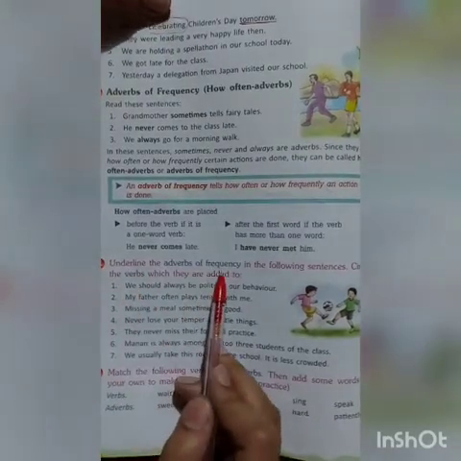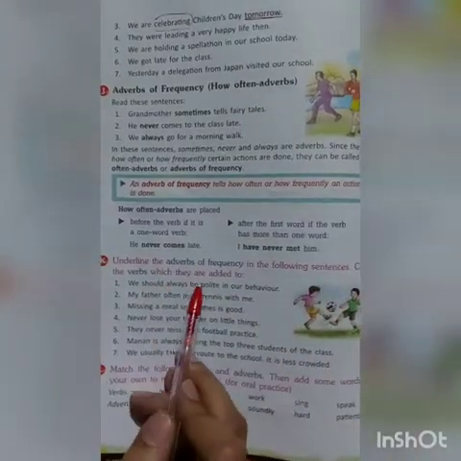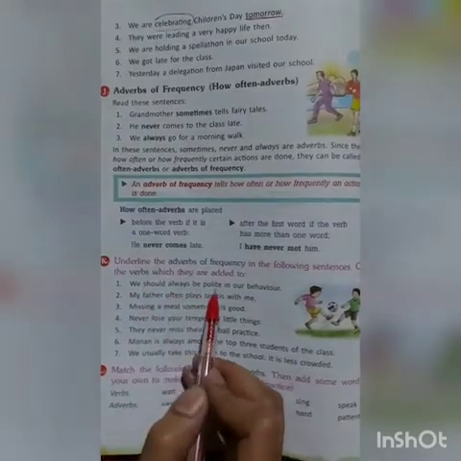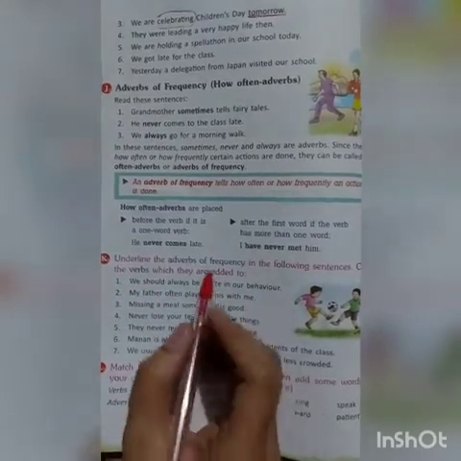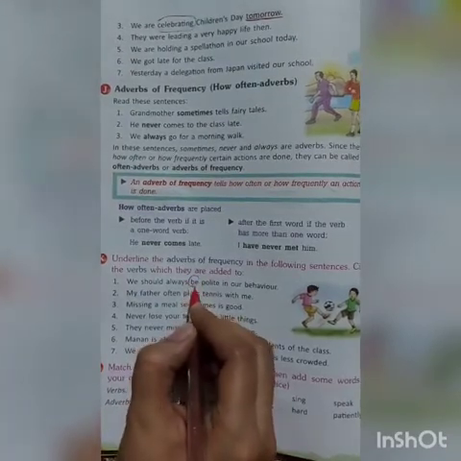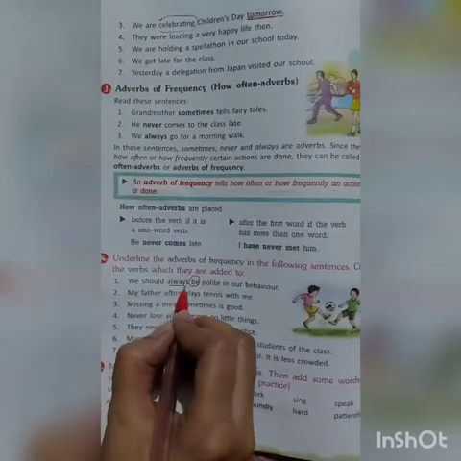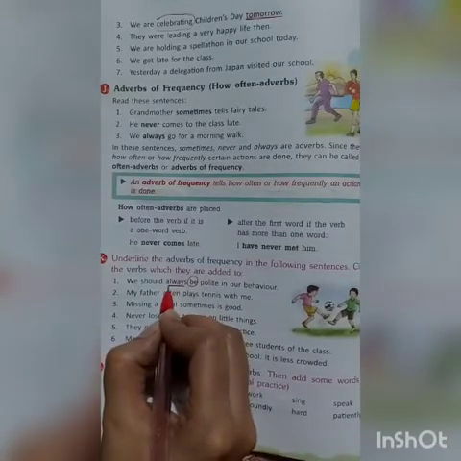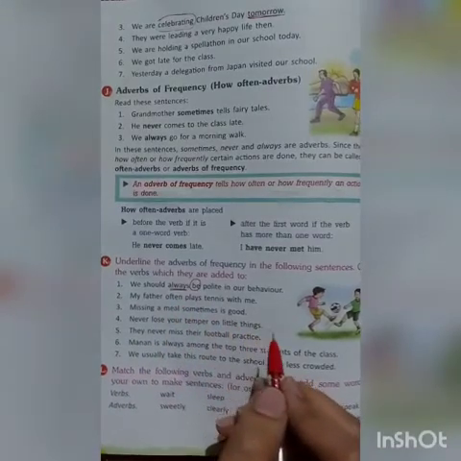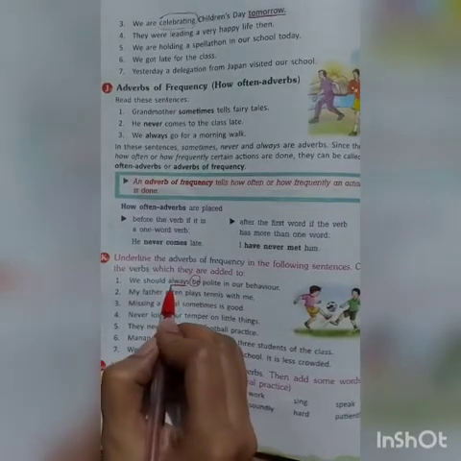Underline the adverbs of frequency in the following sentences. Circle the verbs which they are added to. We should always be polite in our behavior. Now, be is the verb here, and the word always is the adverb of frequency. So, if I say how often should we be polite in our behavior, the answer will be always.